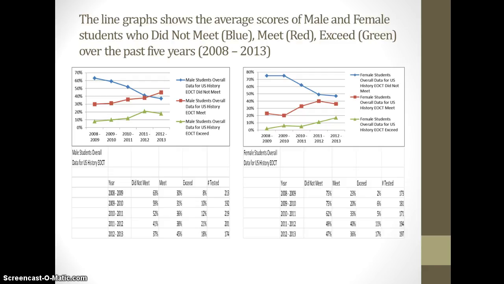One of the biggest gains you can see here between the two breakdowns is the females. In 2008, the did not meet score for females at Osborne was 75%. In this past year, they cut it down by 30%, to 47% did not meeting, which in my opinion is pretty good.